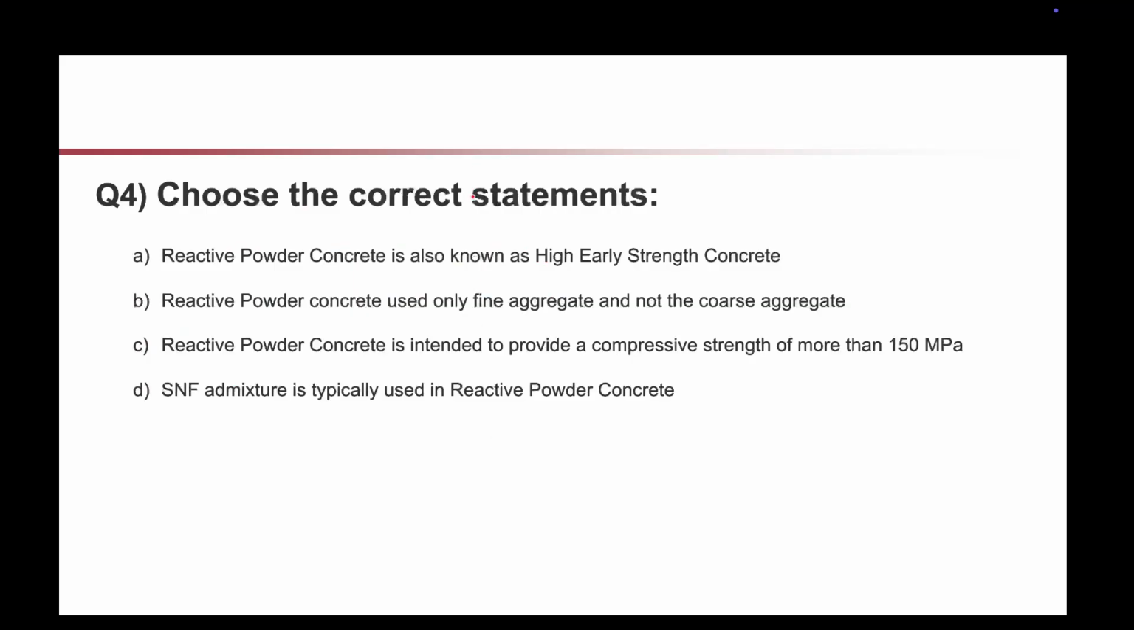Next question is, choose the correct statement or statements. A: Reactive powder concrete is also known as high early strength concrete. B: Reactive powder concrete uses only fine aggregates and not the coarse aggregates. C: Reactive powder concrete is intended to provide a compressive strength of more than 150 MPa. D: SNF admixture is typically used in reactive powder concrete.